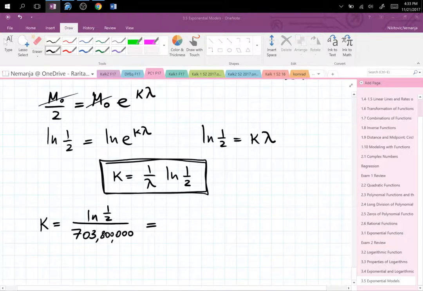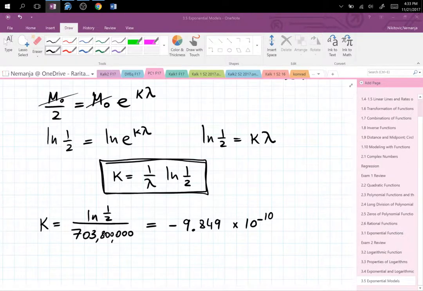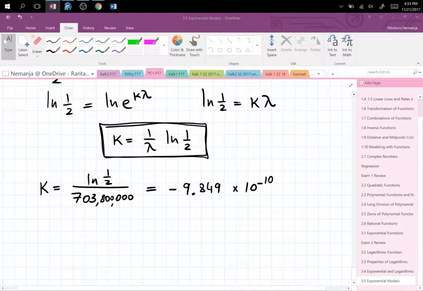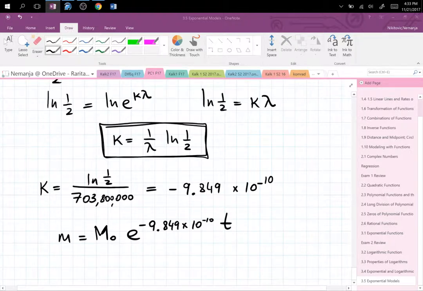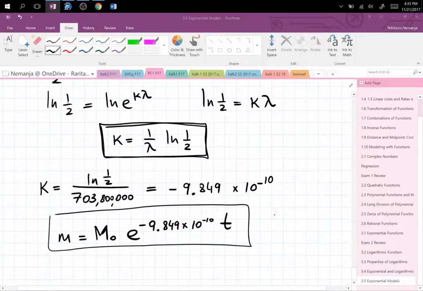So k is negative 9.849 times 10 to the negative 10. It's a ridiculously small number. And we have our model for decay of uranium, which says mass at any time is the initial mass times e to the negative 9.849 times 10 to the negative 10 t. So this is the model for decay of uranium.